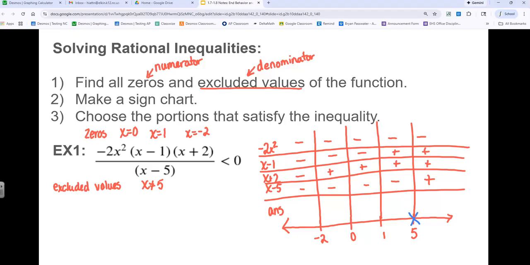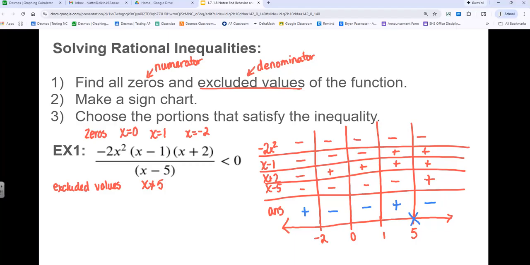Okay. Then we want to look down the line for our answers. 4 negatives will give me a positive. 3 negatives gives a negative. This one also has 3 negatives. That is a negative. We get a positive here and a negative for that last one.